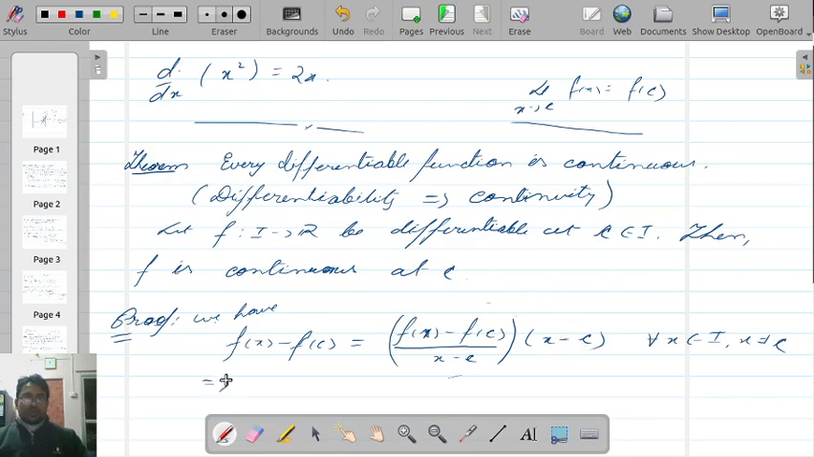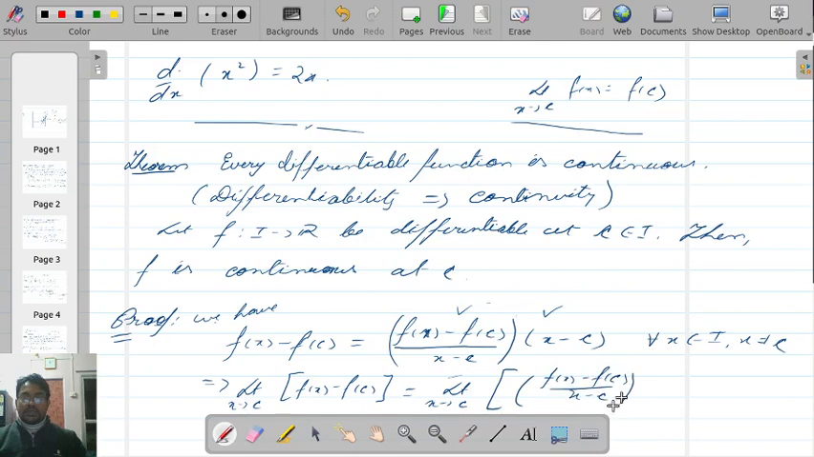Okay, so if we take limit on both sides, the limit of this function will be equal to the limit of this product, and since each of the individual limits exist, the limit of the product can be separated. We can distribute the limit of the product and it will be equal to the product of the limits. So taking limits, limit x tends to c of f(x) minus f(c) will be equal to limit of x tends to c of f(x) minus f(c) divided by x minus c, then multiplied with x minus c. So this is the limit of the product, right?